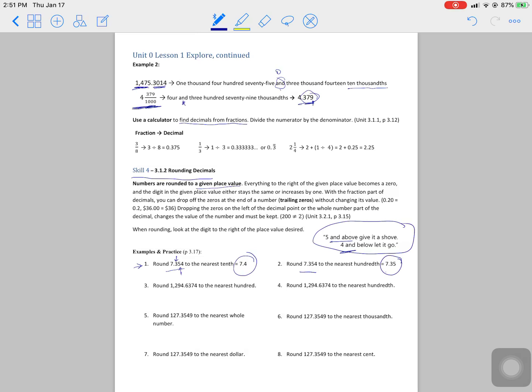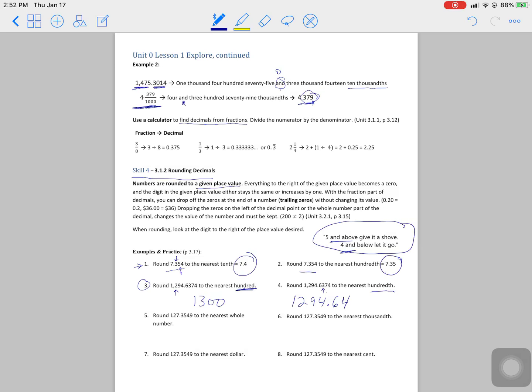Okay, so number 3 here, it says round to the nearest hundred. Not hundredths, but hundreds. So hundreds is right there. So we look at the 9, and that means round it up to 1300, that's that one. This one says hundredths. So that's way over, that 3 is at hundredths. So 1294.6, and then we look and see to the right of the 3 is a 7. So that's above a 5. So we want to round the 3 to a 4.